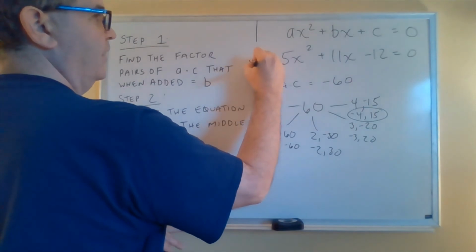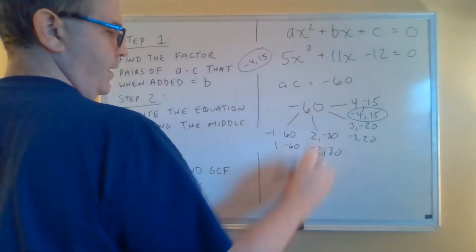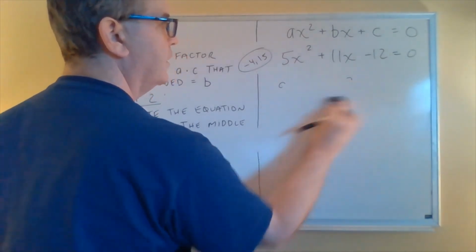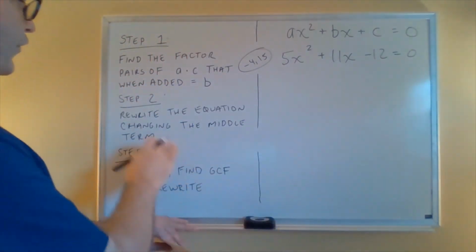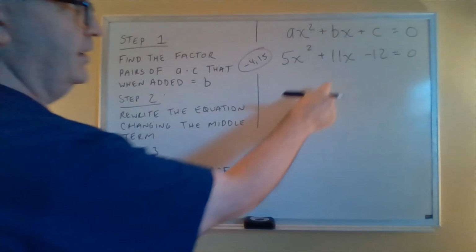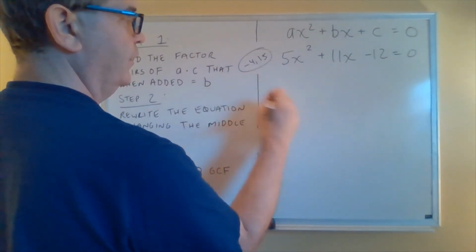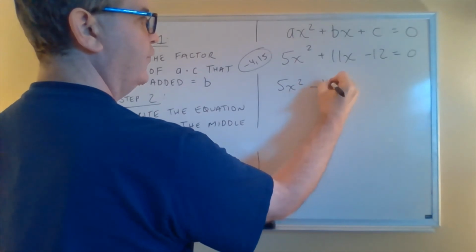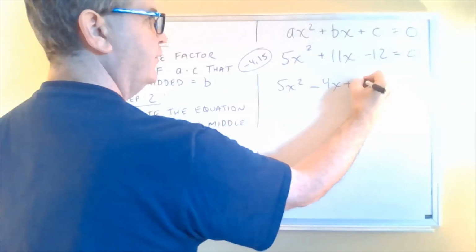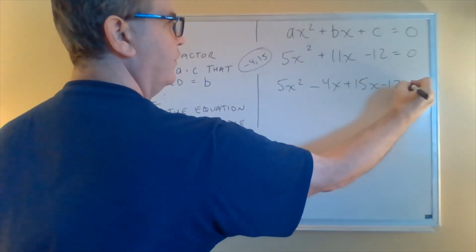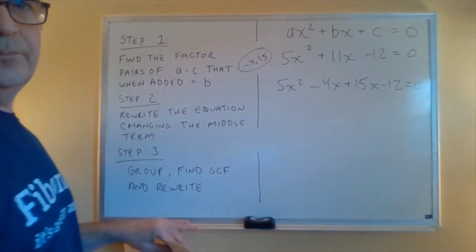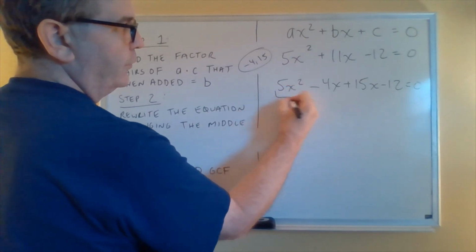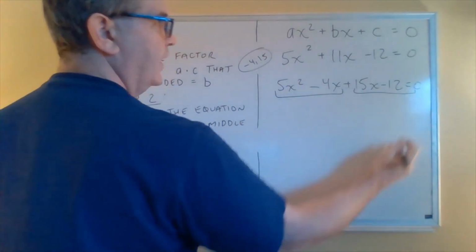So let's jot that off to the side here. And we'll erase our factor work. I'm going to move on to step 2, which is going to rewrite the equation, changing this middle term using those numbers right there. So 5x squared minus 4x plus 15x minus 12 equals 0. Okay, so let's group these first two and second two.